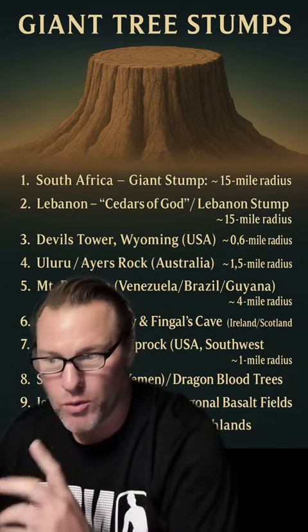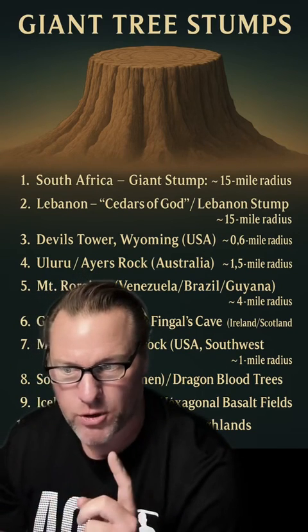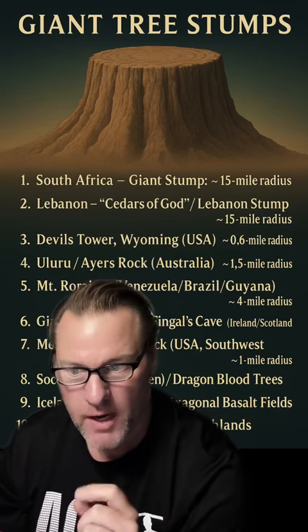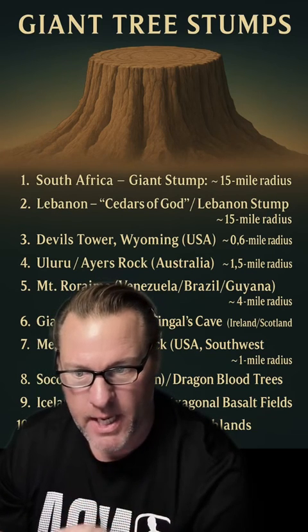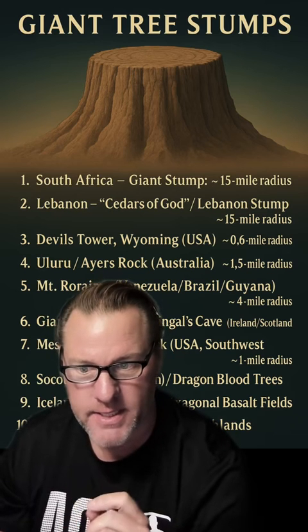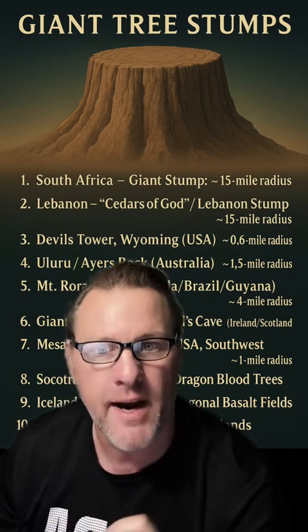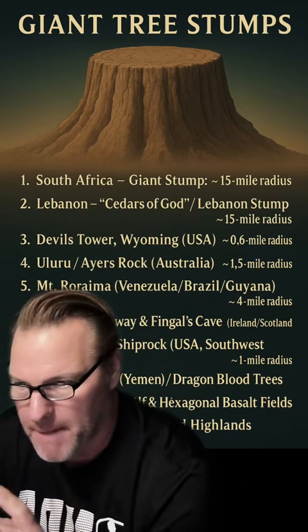Uluru, 1.5 to 2 miles across, 15 to 24 miles tall. Sure enough, 20 miles out sits Kata Tjuta, and 60 to 80 miles out, the Petermann Ranges. Bark ring confirmed.